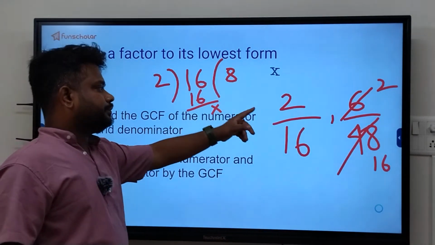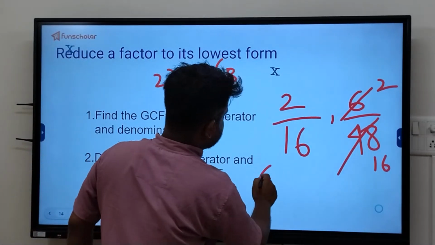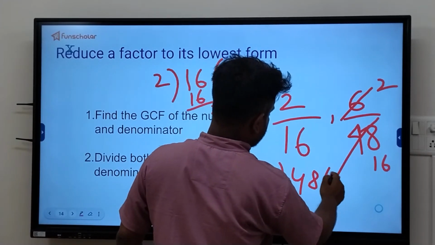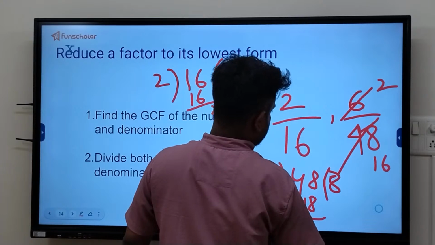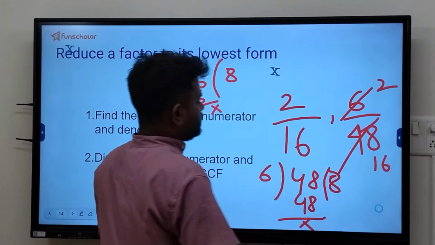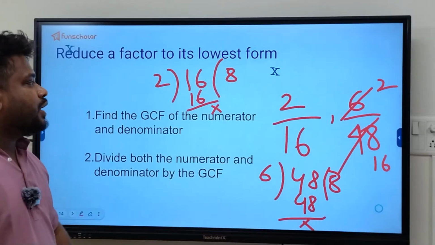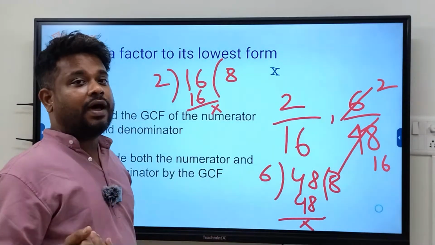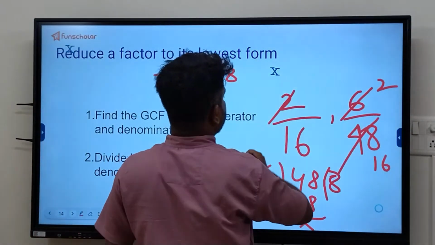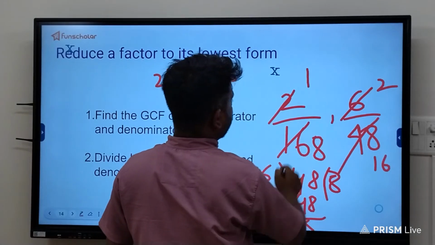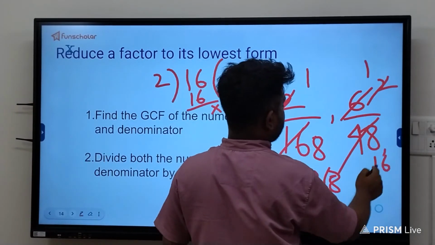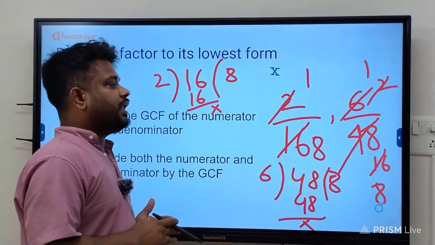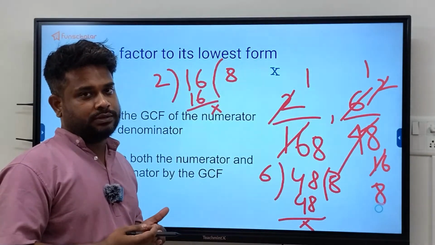And from 6 and 48 we can also tell that 6 is the common factor. So what about this one, that 2 by 16 can also be divided one more time. If we divide it, it will make 1 by 8, and if we divide the other one, it will also make 1 by 8. So if we go by the GCF rule, then it will be more beneficial for us.